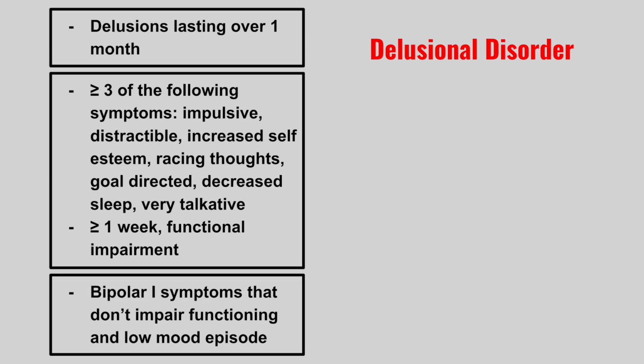Next, we have a patient with at least 3 of the following symptoms, including impulsivity, distractibility, increased self-esteem, racing thoughts, goal-directed activity, decreased sleep, and very talkative, pressured speech. These symptoms will be present for at least 1 week, and they lead to functional impairment. This is bipolar 1 disorder.